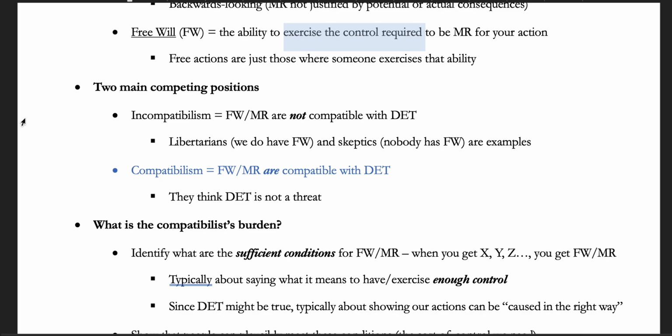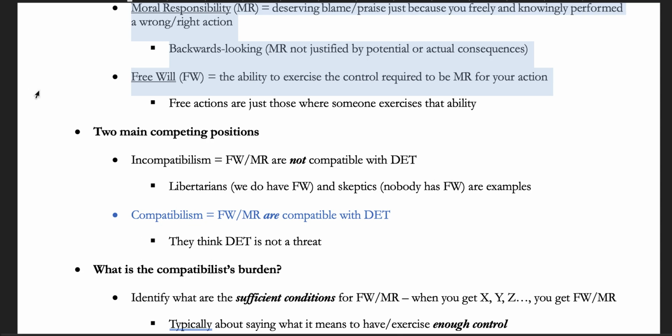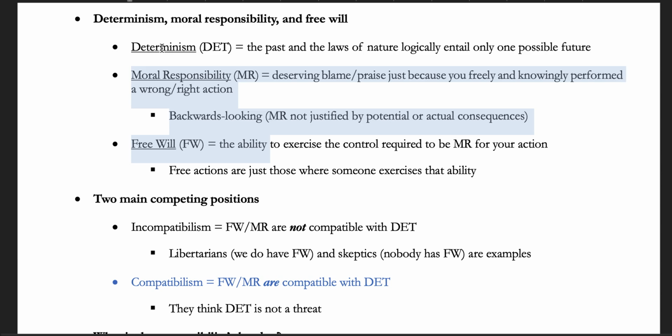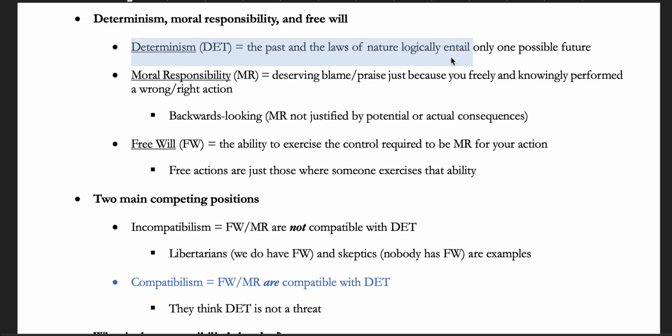Two main competing positions. Incompatibilism is the idea that these two things are incompatible with determinism. If the world is determined, then we can't have these things. That's incompatibilism, right? It's not compatible with determinism. And this is where we see the split between libertarians, who think this stuff cannot go together with determinism, but we do have this stuff. Sometimes people act freely. Sometimes people are morally responsible. And therefore, libertarians, since one of their central claims is that we do have free will, have to say that determinism is false.